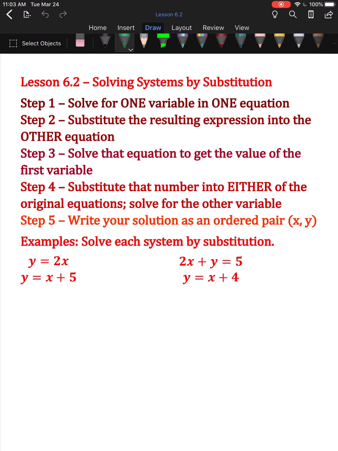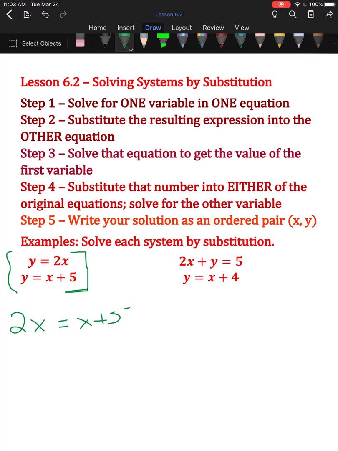So let me show you how this kind of looks. In my first example here, I've got y equals 2x and y equals x plus 5. So you notice the left side of both of these says y equals. That's the same. Which means that this should be the same. I mean, y has to equal y, so 2x must equal x plus 5.